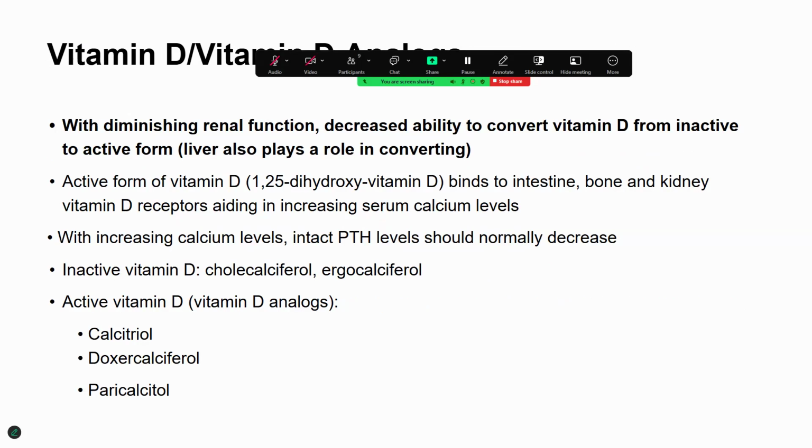Active form of vitamin D does bind to the intestines, bone, and kidney vitamin D receptors, aiding in increasing serum calcium levels. With the increased serum calcium levels, intact PTH levels should normally decrease. Your inactive vitamin D are cholecalciferol and ergocalciferol, and then your active ones are calcitriol, doxercalciferol, and paricalcitol.